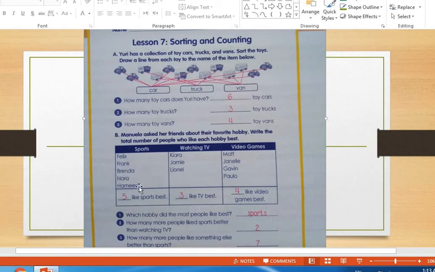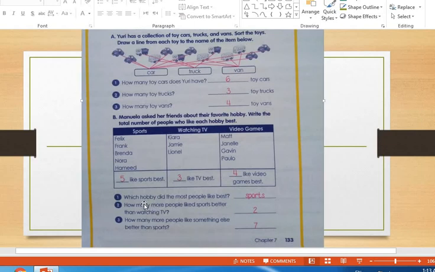Okay, how many friends or how many people prefer sports? What should they do now? Yes, Miss, I will count. 1, 2, 3, 4, 5. 5 of her friends like sports best or prefer sports. Watching TV, 1, 2, 3. 3 people like TV best. Video games, 1, 2, 3, 4. So 4 like video games best.